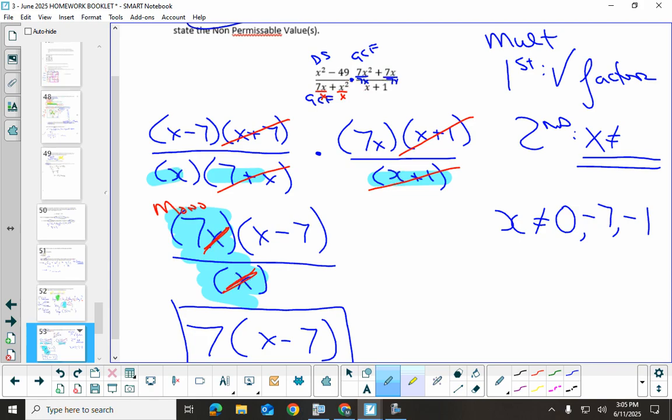Now, if you stopped here, you're going to get 1.5 out of 2. Not 0. You're going to get 1.5 out of 2. If you take it all the way down, 2 out of 2. Okay?